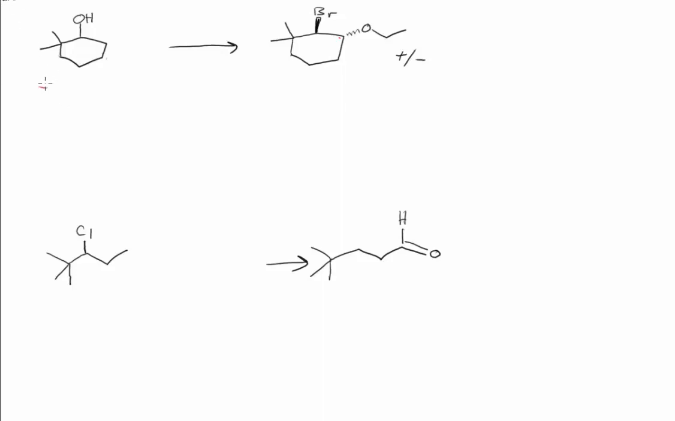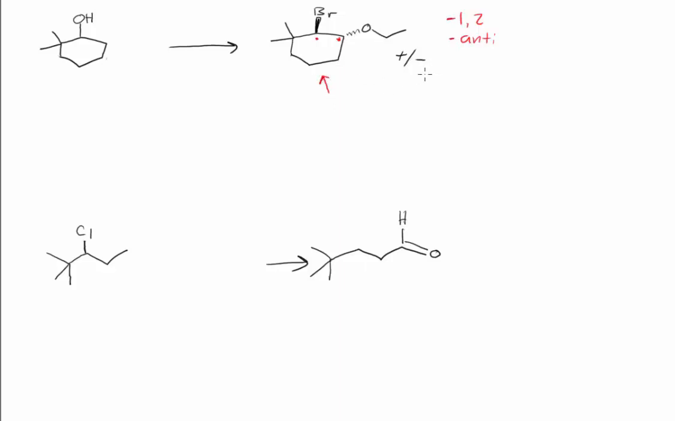Here are a couple of practice synthesis problems. For this first question, we can observe that there are two functional groups here, the ether and the bromine, and they're in a 1-2 relationship, and they are in an anti relationship as well. And those are our clues as to what we want to do as our last step.